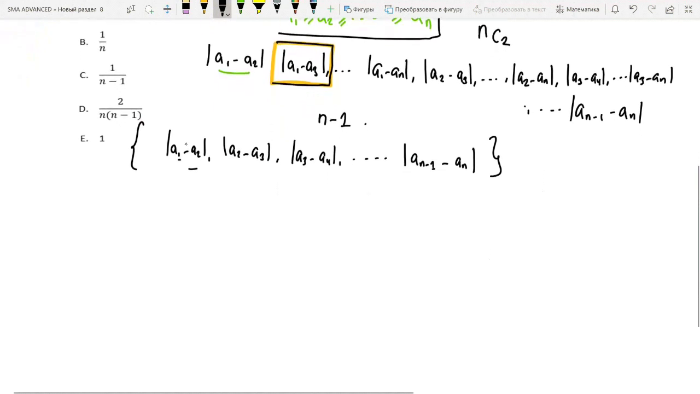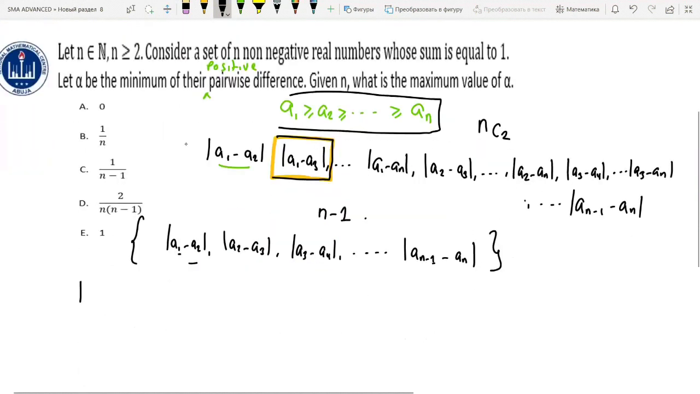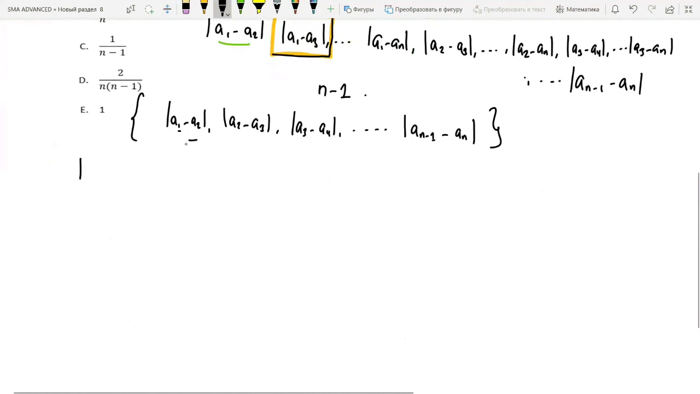So let's now say, let our minimum be alpha. Okay, the question says alpha. So the minimum is alpha. So what will that mean? It means that absolute value of A1 minus A2 should be greater than or equals to alpha. Absolute value of A2 minus A3 should be greater than or equals to alpha.